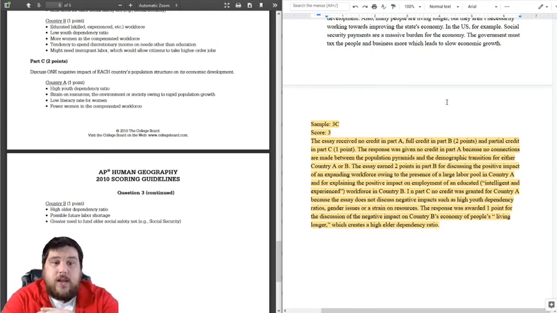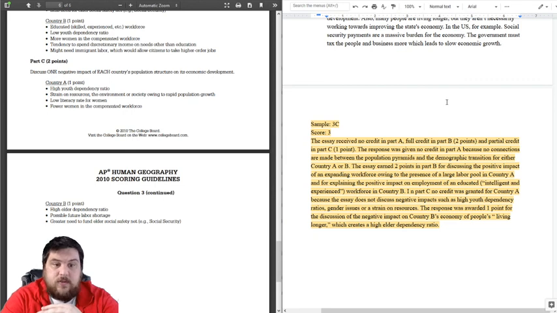They received partial credit, full credit in Part B, and partial credit in Part C. So the response was given no credit in Part A because no connections are made between the population pyramids and the demographic transition for either country. The essay earned 2 points in Part B for discussing positive impacts of the workforce.